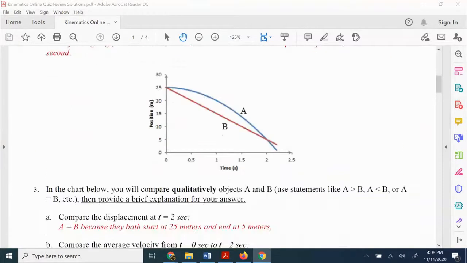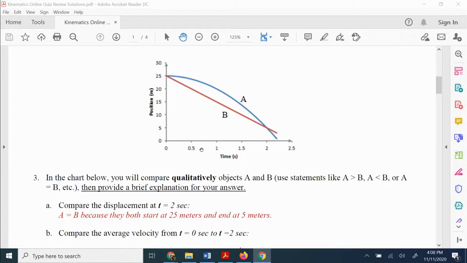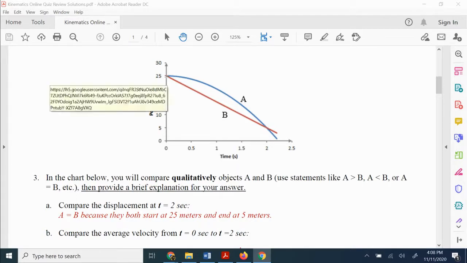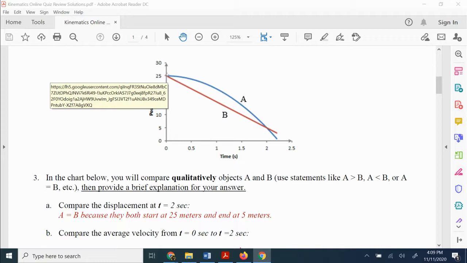So, in number two, it's first asked to compare the displacement. So the displacement is how far you are from where you started. So they both end at 2 seconds, and they both end at 5 meters, and they both start at 25 meters.